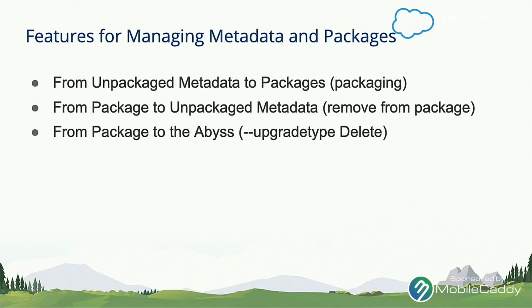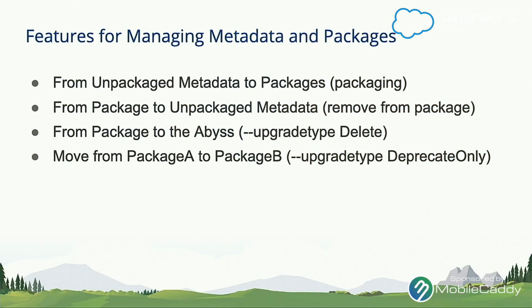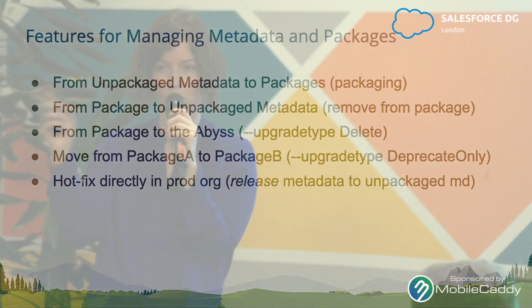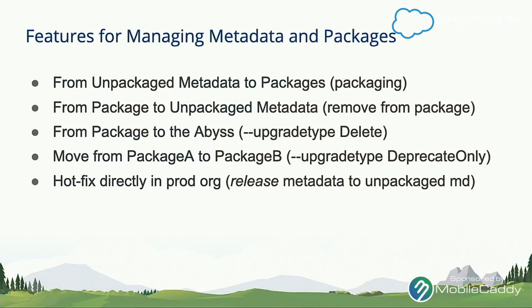Congratulations. If you want to then delete the metadata that you got rid of in that package, get it out of your org forever, you'll use upgrade type delete, and then the platform will take the differences and delete it from your org. If you want to just move it out of one package, deleting it from the package, and you've moved it into another package, you use this deprecate only upgrade type. So you can swap things around. We're not deleting it. We're just changing how it's organized. If you're going to do a hot fix, essentially you want to make it unpackaged right into production, you're going to use that upgrade type again here to get it out of your org.